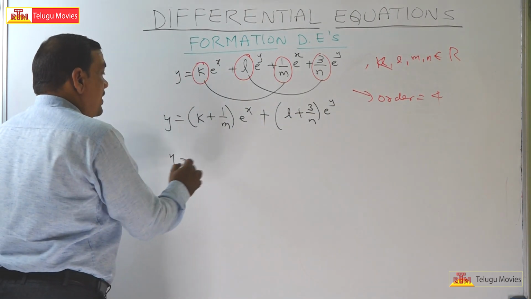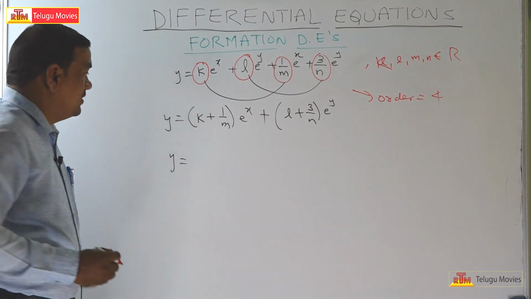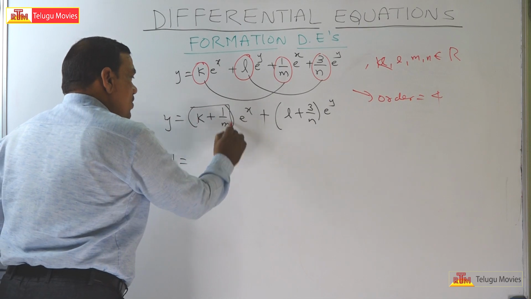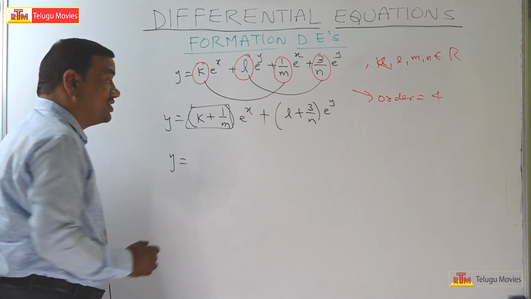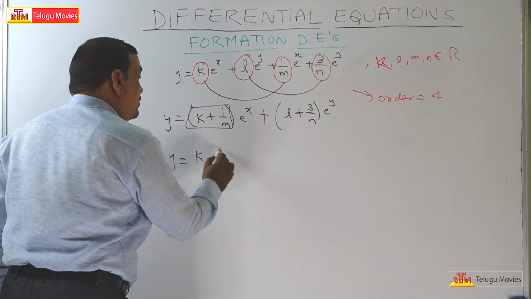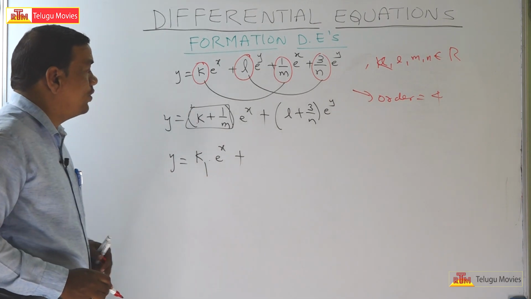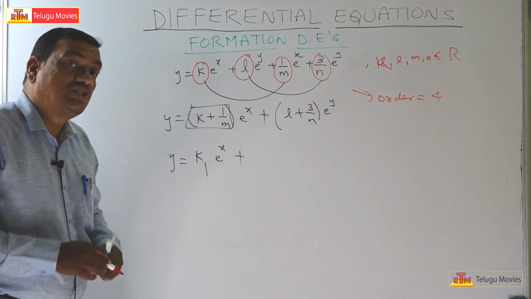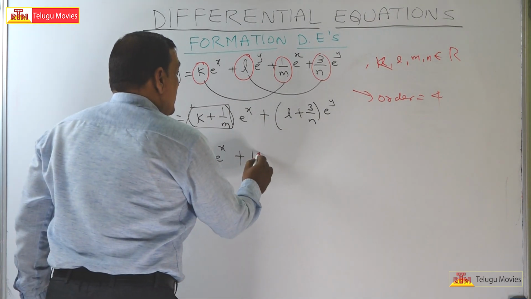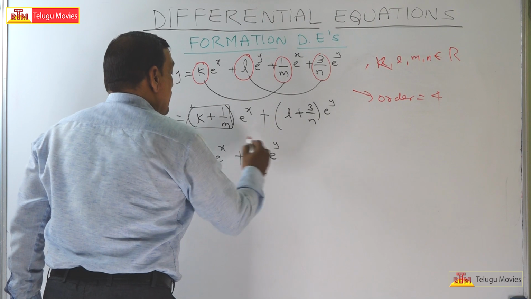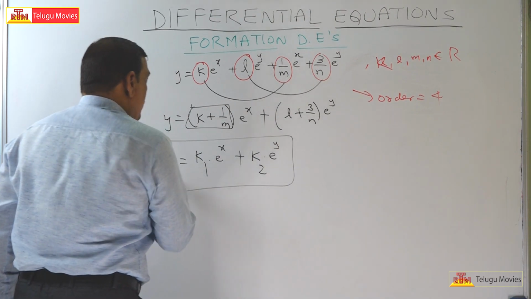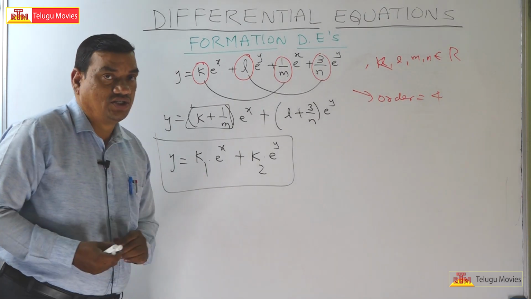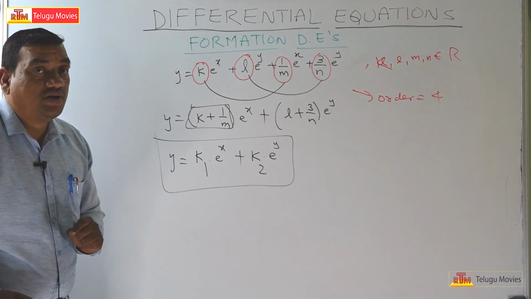So now y is equal to, then k is a constant, m is an arbitrary constant, the sum of these two constants is also a constant. Therefore, k1 into e power x, where k1 is equal to k plus 1 by m, and k2 is equal to L plus 3 by n, L is a constant, n is also a constant. You can write it as k2 into e power y. So this is your required equation. This is called effective constants, effective arbitrary constants.